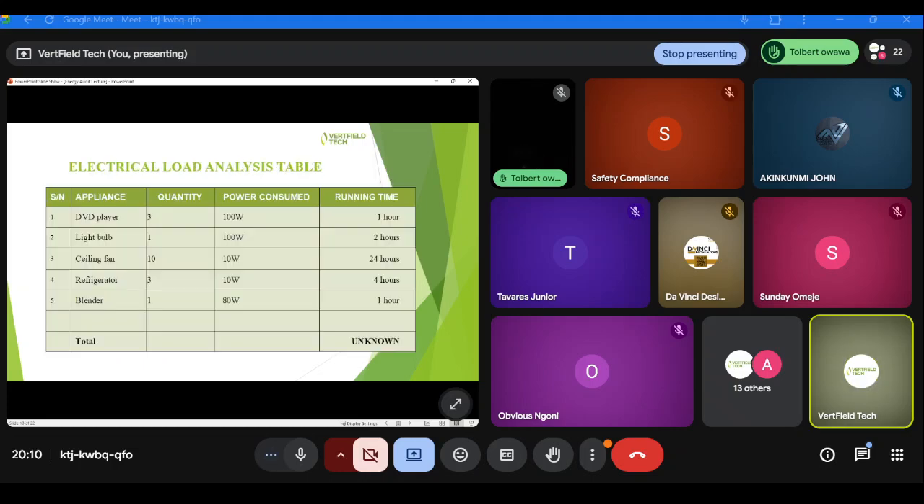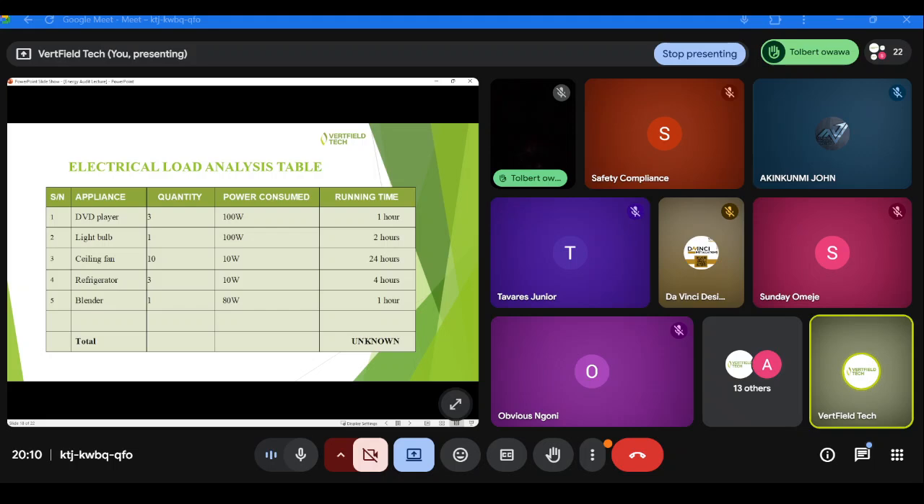So, we have been able to talk about those three standard parameters for electrical load analysis. All right, I think we should take a break here, take a deep breath, sip some water.